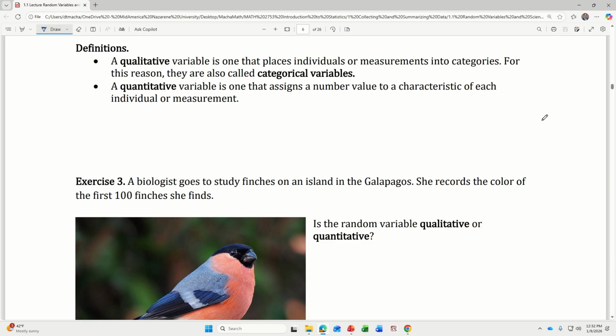A biologist goes to study finches on an island in the Galapagos. She records the color of the first 100 finches she finds. Is this a qualitative or quantitative random variable? Color is going to be qualitative because I can categorize the finches into red finch, blue finch, green finch, whatever. Qualitative places into categories.